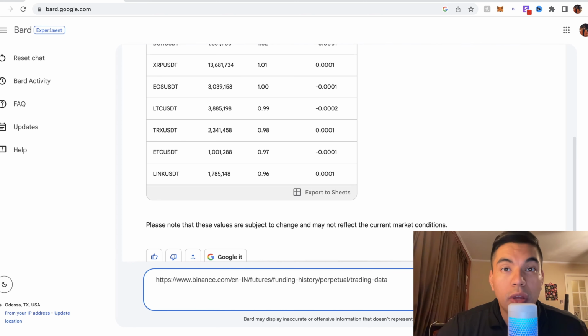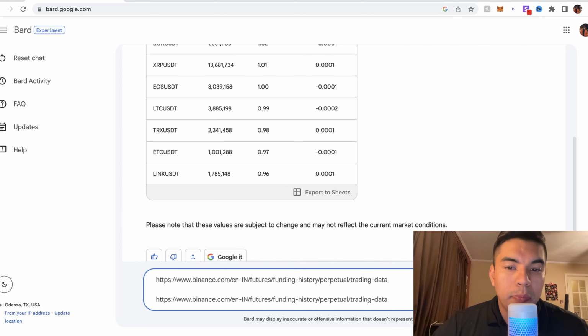The reason we want to do that is because if we don't, BARD is going to start actually making up data. And so you want to always verify it on top of that to make sure that it is the correct coins. Otherwise, you're going to get some skewed stuff. So again, go ahead and make sure to paste in that Binance Futures URL.